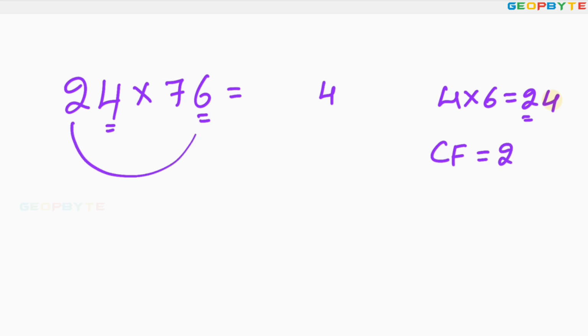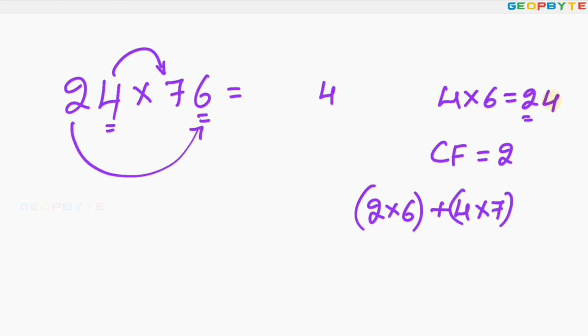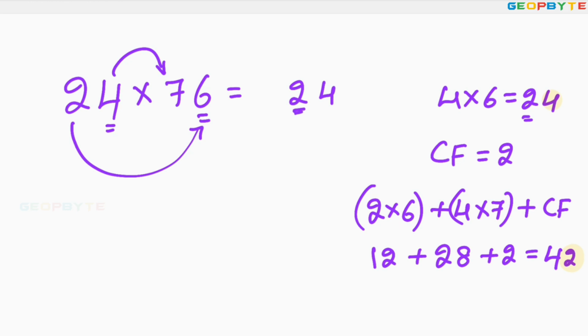Then you multiply 2 and 6, plus multiply 4 and 7. For this add the carry forward. 2 into 6 is 12 plus 4 into 7 is 28 plus carry forward 2. You simplify this for getting 42. From that 42, you select the unit place digit, that is 2. Write the 2 here. Then the carry forward 1 is equal to 4.